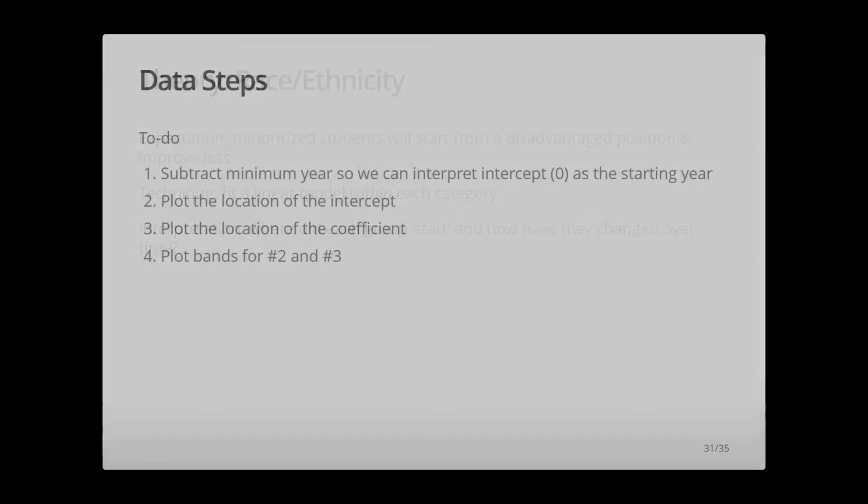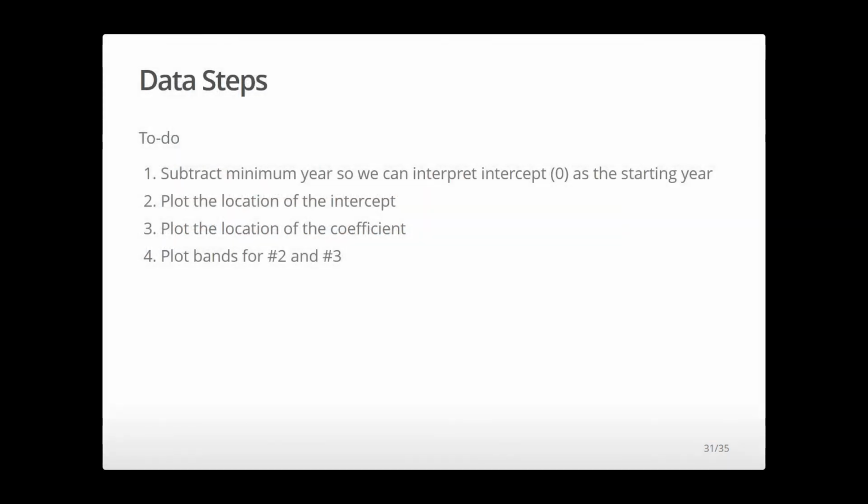Before we do that, why don't we subtract our minimum year, 2011, from all of our years? That way, our first year is 0, and we can interpret the intercept of the resulting regression as the starting completion rate. Once we do that, let's plot the intercept and coefficient for each linear model, along with bands for the standard error of each of those estimates.